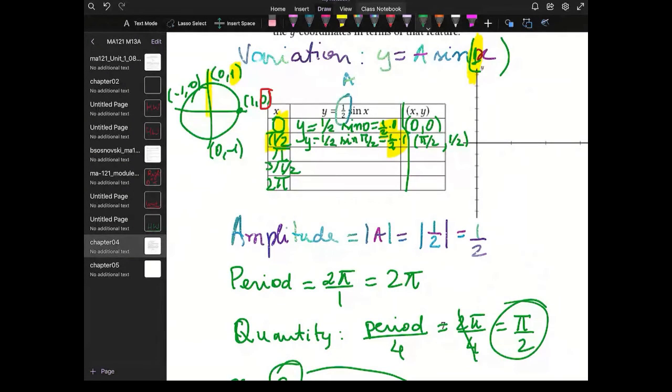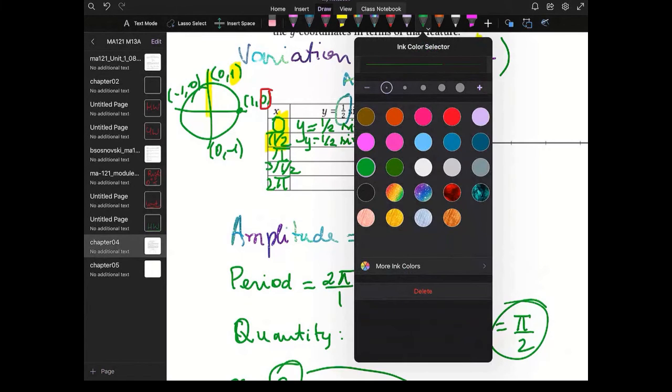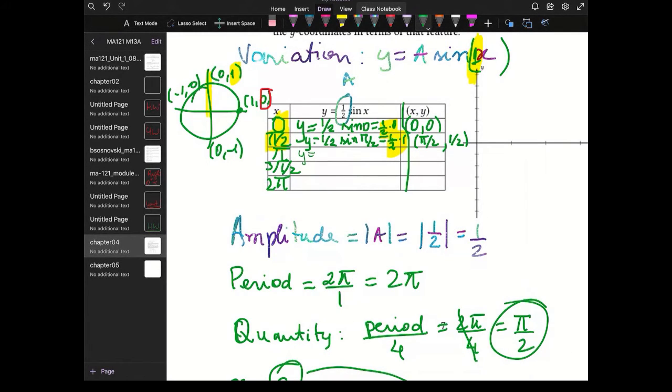The next one is the y value for pi, the angle pi. So we have a half times sine of pi. Now the terminal side of pi, which is 180 degrees, is this, and that has a sine of 0. So this computation becomes half times 0, which is 0. So the point is going to be the angle, which is pi, and the y value, which came out to be 0.